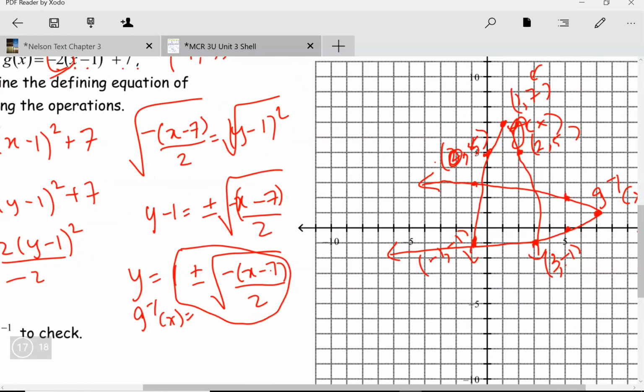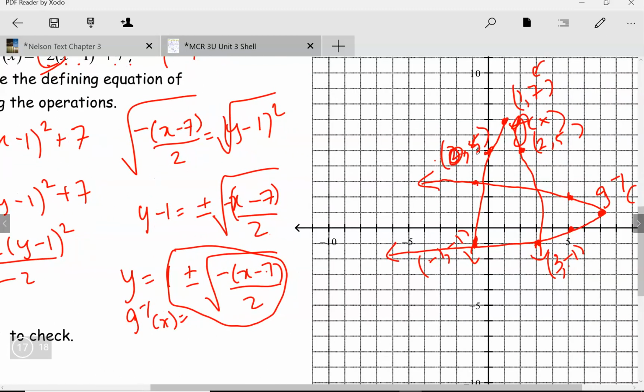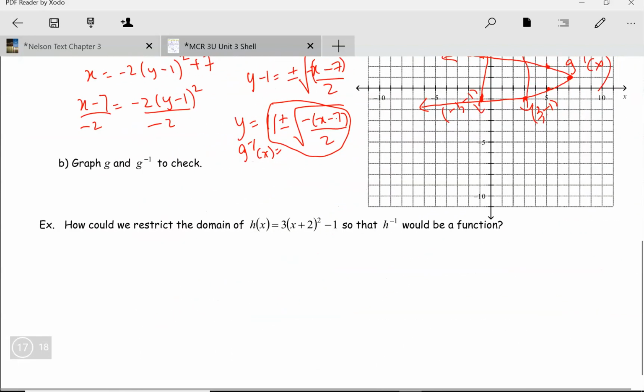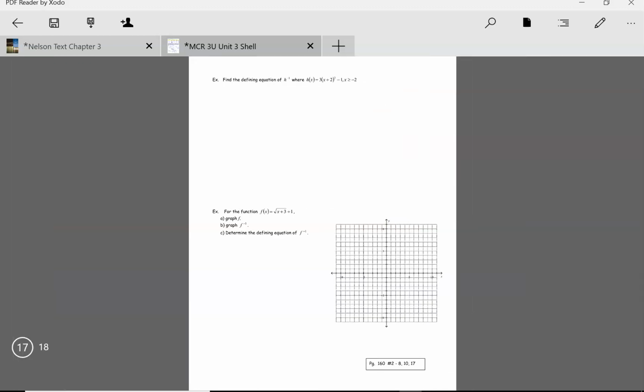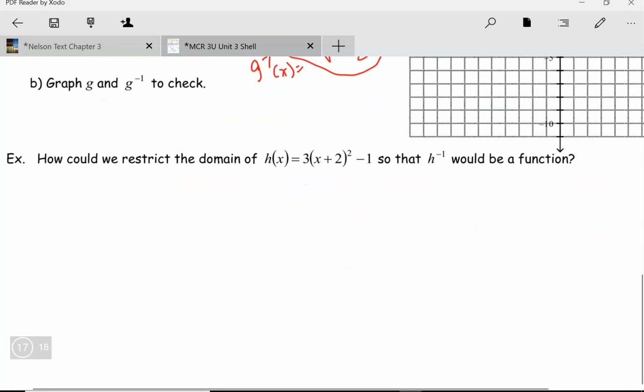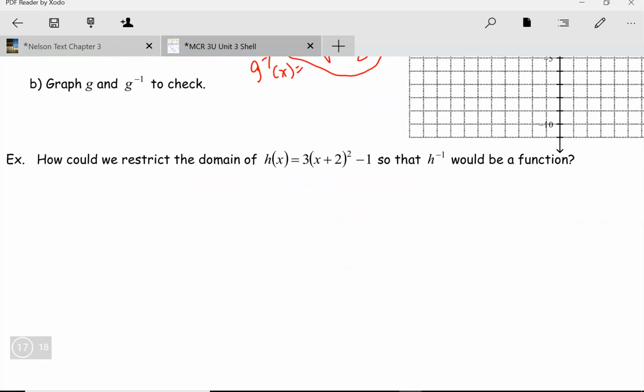Graph that to check, and you can hopefully see that I have indeed graphed this function right there. If you put a table of values and start putting in values, it makes sense. How do we restrict? Is this the last page? Sorry, I'm getting super tired. I guess that's the disadvantage of doing all these videos straight.